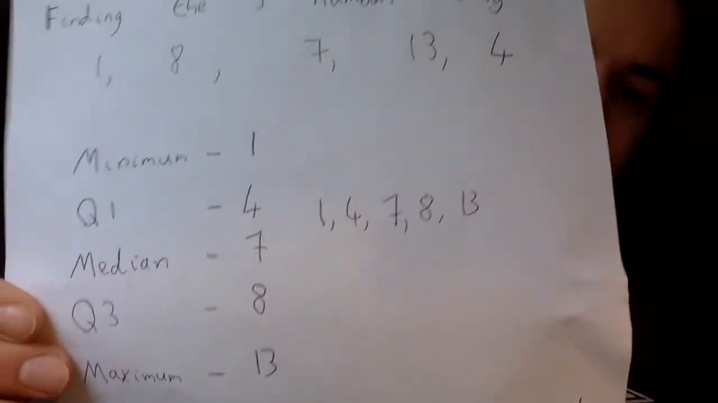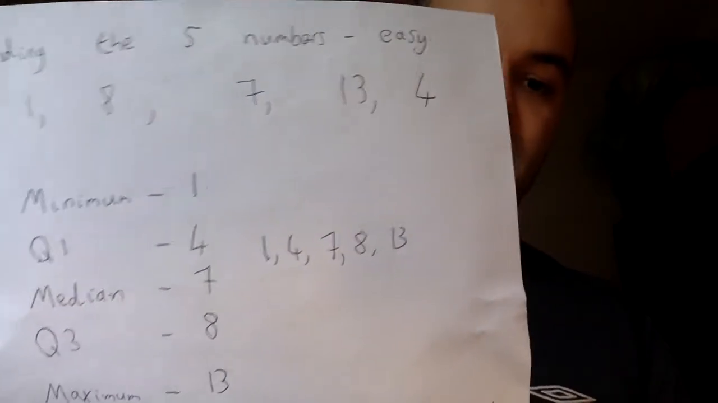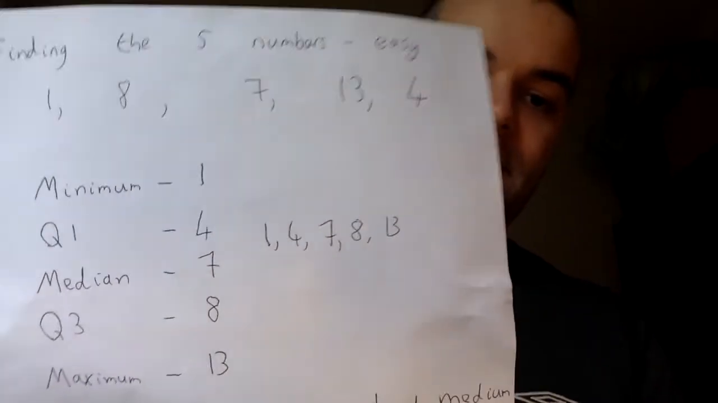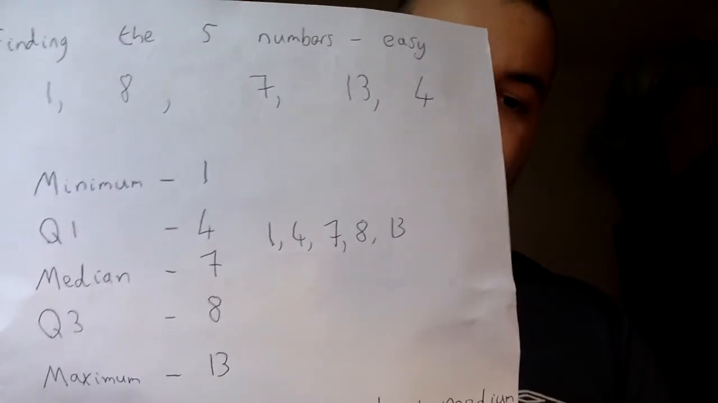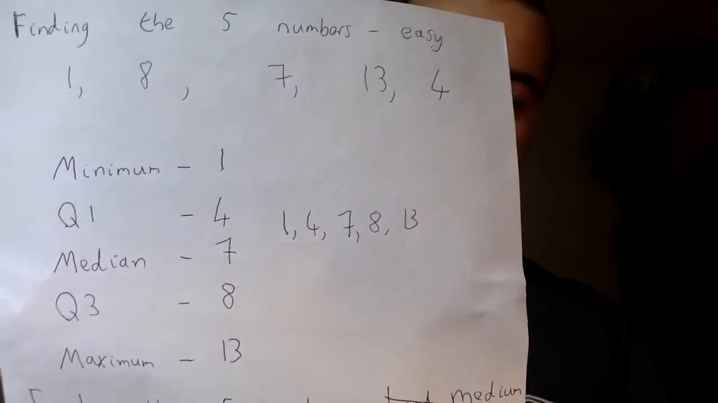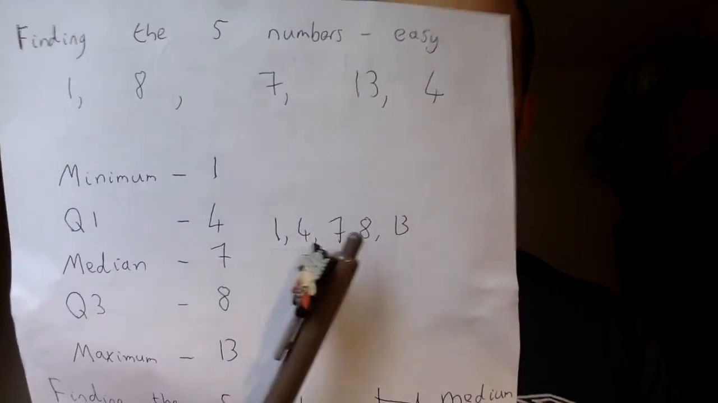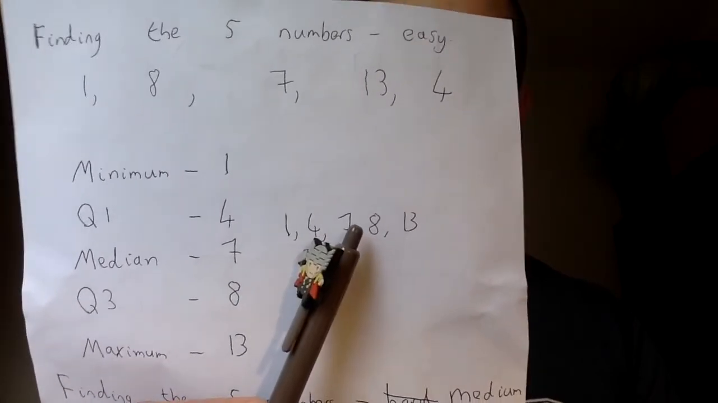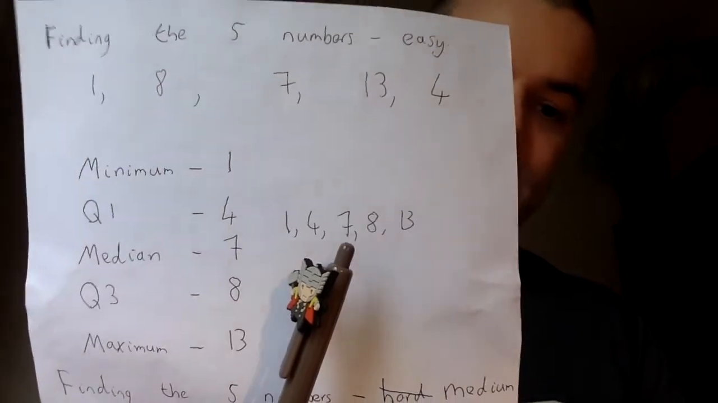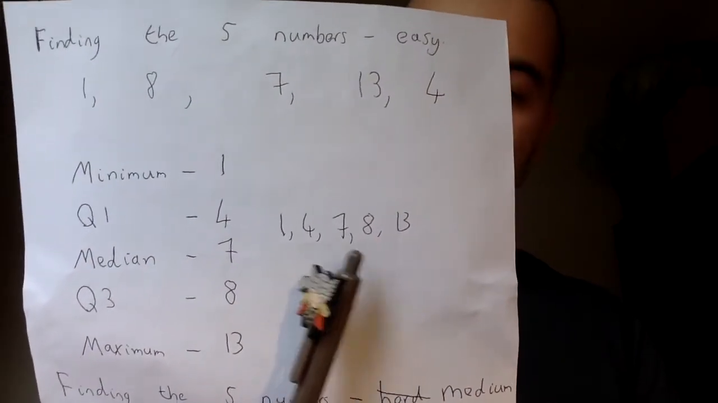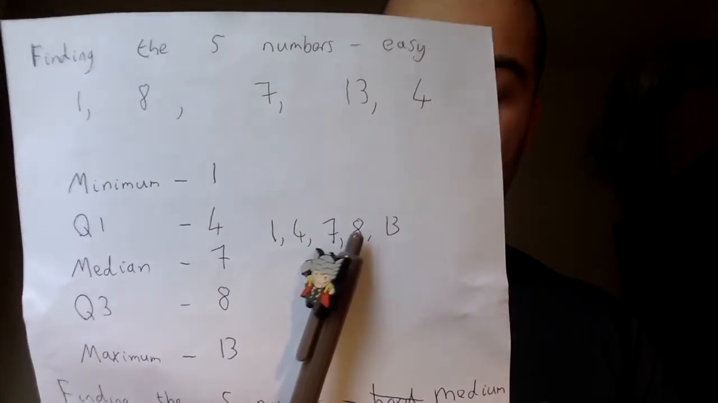So what you should have found is if you put them in order, which I've just done over here, the minimum is obviously 1, the Q1 is 4, the median is 7, the Q3 is 8, and the maximum is 13. So the way that I worked out this Q1 is if we look at it, 1 was the minimum, 7 was the median, 4 is in between those, which makes it the Q1. And then for the Q3, the median was 7, the maximum was 13, 8 was the number in between those.